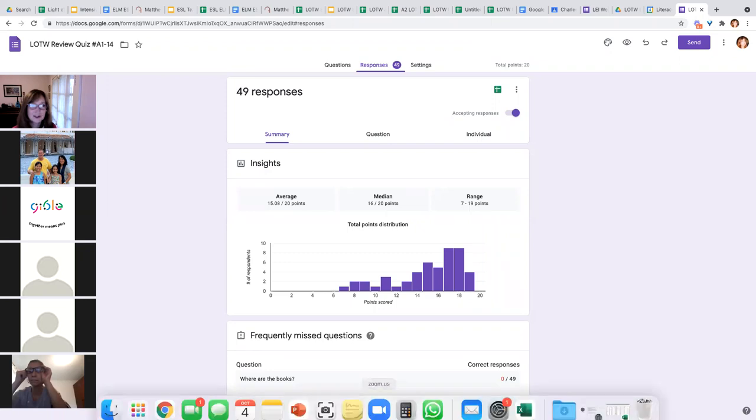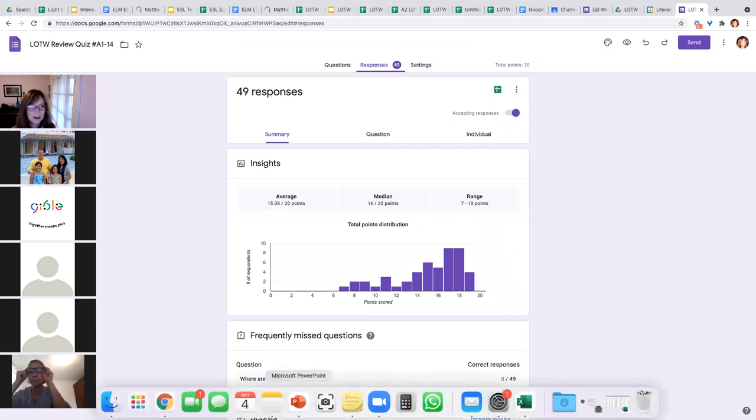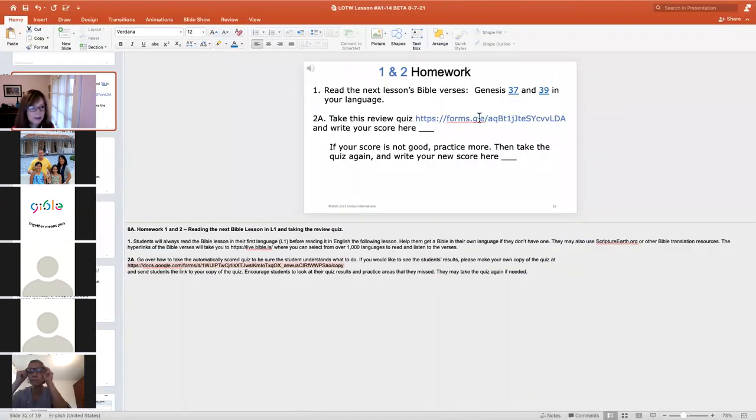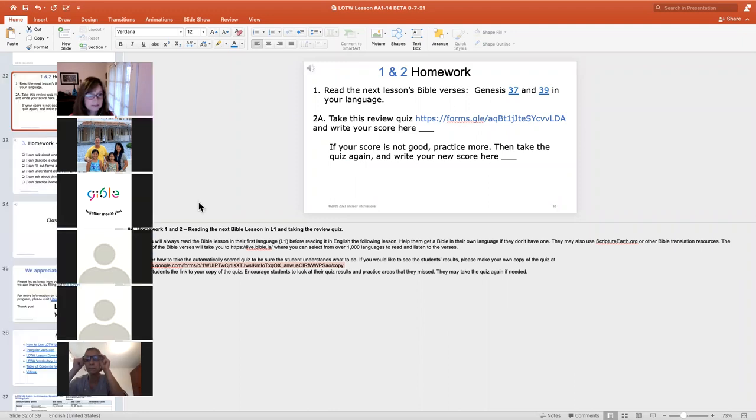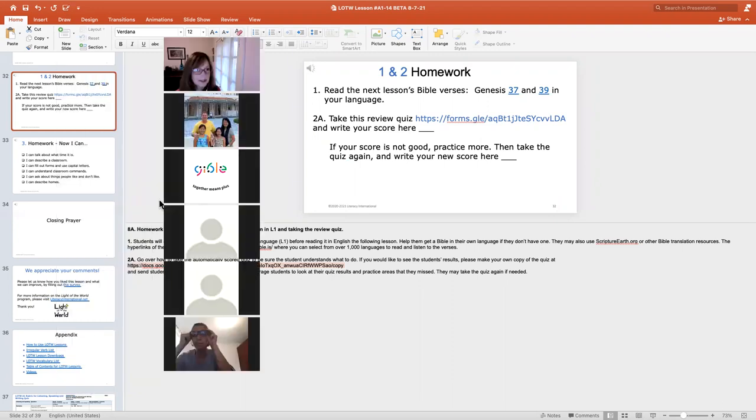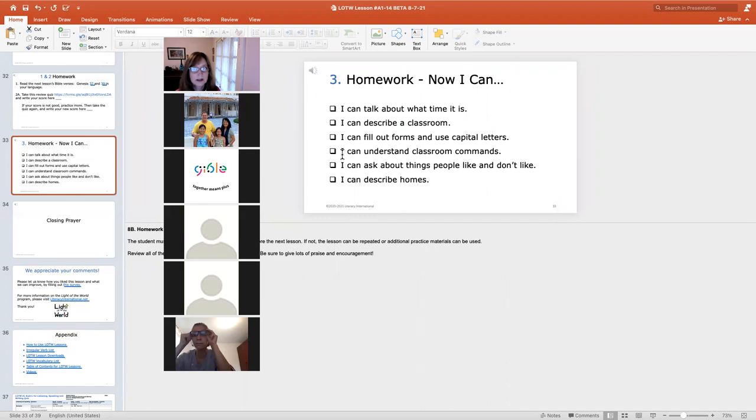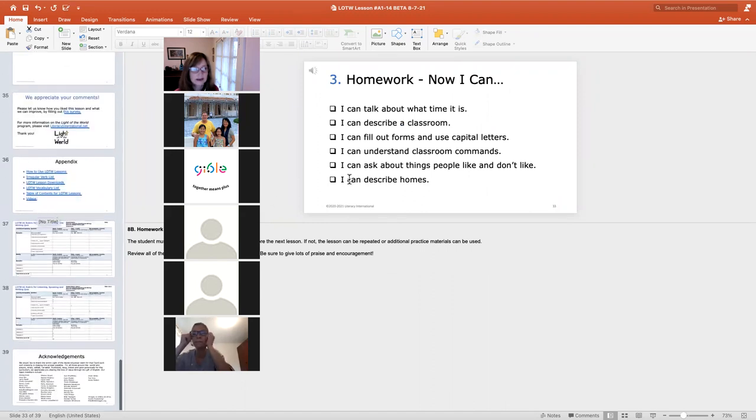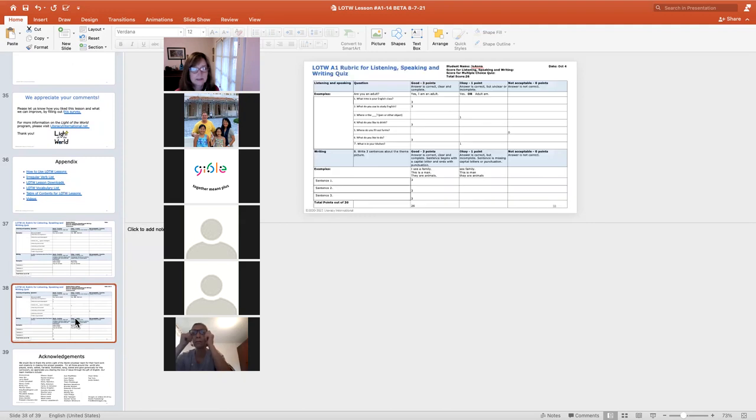You don't need to. You can just use the link that we already have in here, and that'll work just fine. And then your students can just write their scores and share it with you the next week. And then the final thing for homework, just as always, we have this checklist, and they can go through the checklist and click on the things that they can and cannot do.